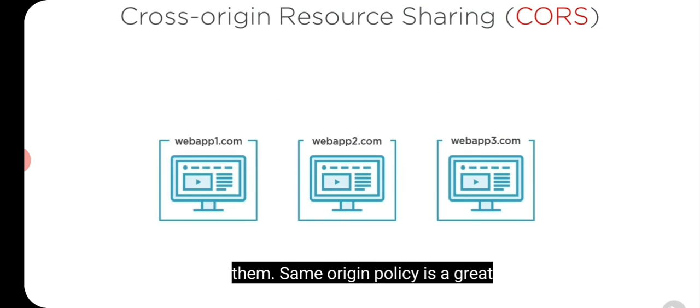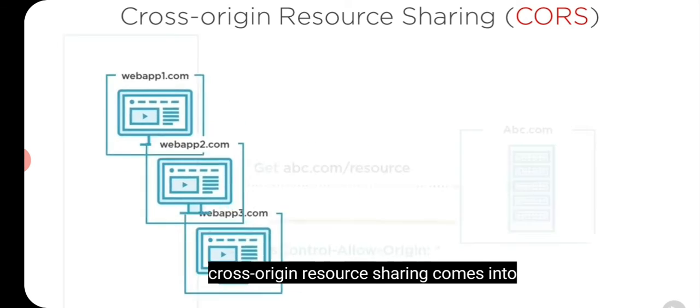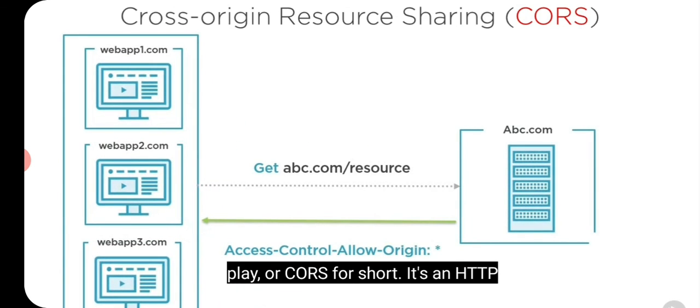Same Origin Policy is a great security measure, but sometimes we might want to bypass this restriction. There are cases when we have web clients that need to access APIs that are not on the same origin. In these cases, we need to loosen the tight grip of Same Origin Policy to allow our web clients access. That's where Cross-Origin Resource Sharing comes into place, or CORS for short.